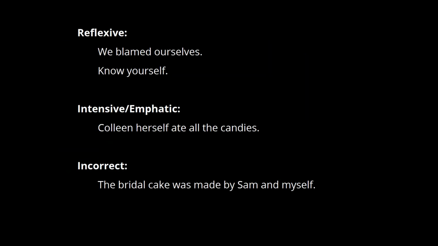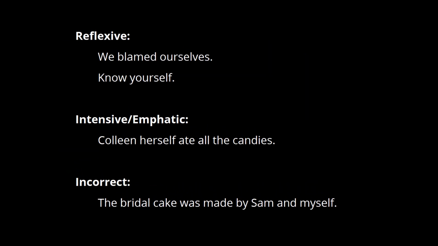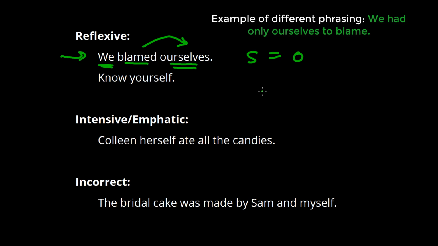First of all then, reflexive pronouns are used in one of two ways. In the first example here, we have reflexive pronouns being used to refer back to the subject. And what happens here is that the pronoun is the object of the verb, so blamed is the verb. Blamed who? Well, we blamed ourselves. And then ourselves is exactly the same as we. In other words, the object and the subject are the same. So we can write subject equals object. We can change the word order a little bit, but that's the essential idea here.